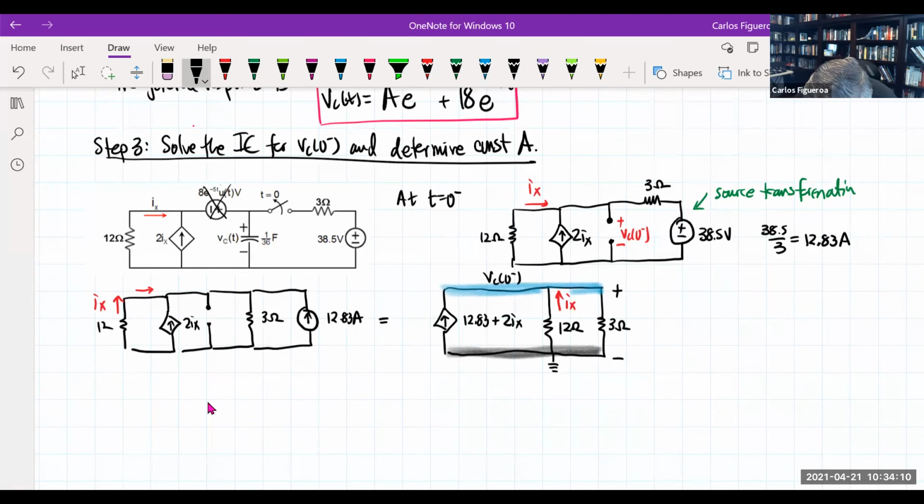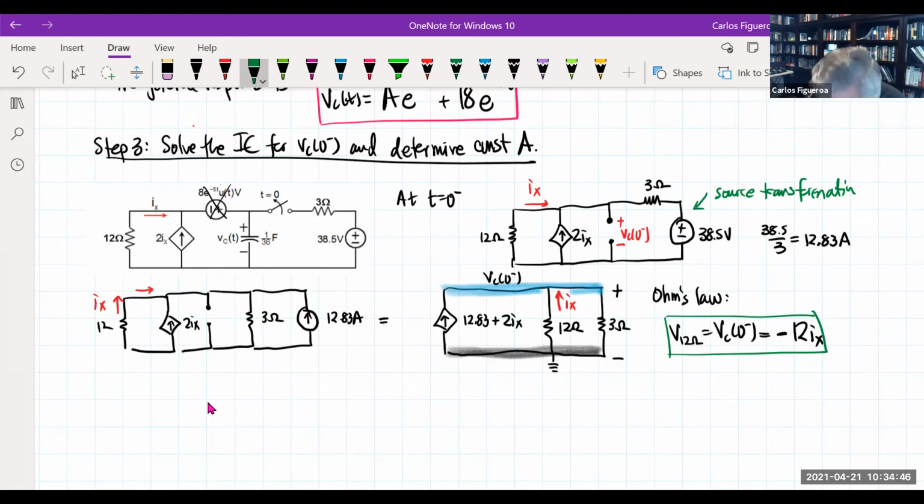So if I look at the voltage of the cap here, I could calculate this any way I want, but it seems like the easiest way to do this is that I'm just going to think about Ohm's law. So if I look at Ohm's law, I could see that the voltage across the 12 ohm should be the voltage across the cap. But look at the polarity. They're opposite. So it should be minus 12 IX. So this is how I got to get that initial condition right here. So let's go and apply it.